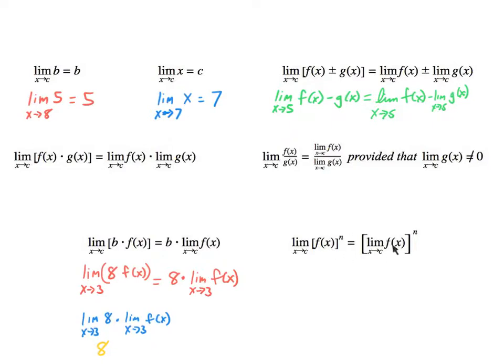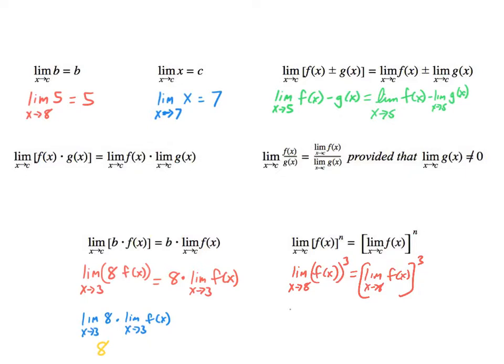Lastly, this one is exactly like this one again. So if you see a function squared or a function to the third power, you could think of taking the whole thing and taking it to that power. So the example of what that looks like is the limit as x approaches 8 of, say, f of x to the third would be the limit as x approaches 8 of f of x, all to the third. So that's what it's saying.